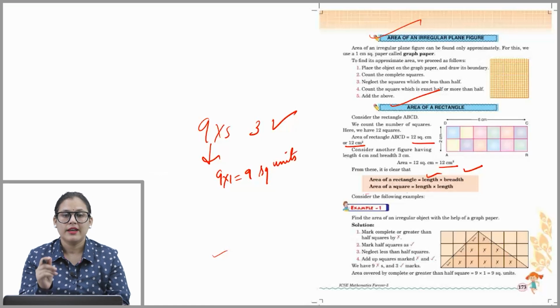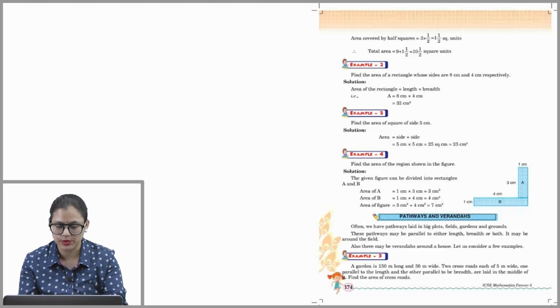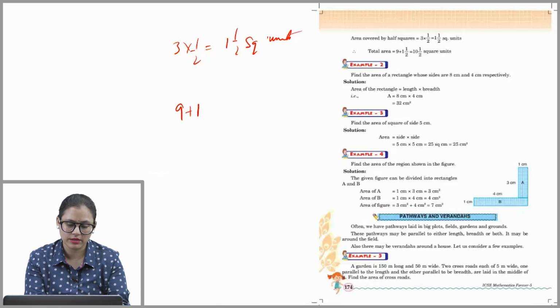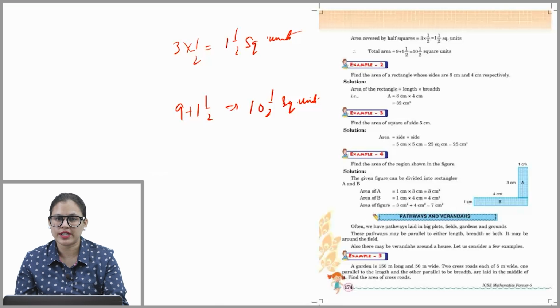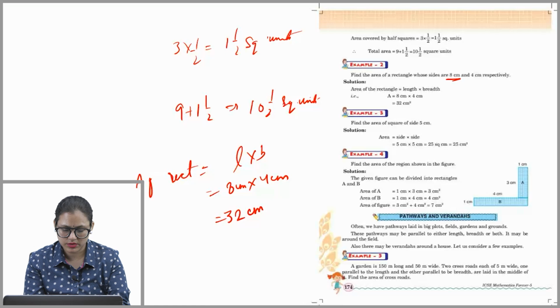Area covered by complete or greater than half squares is 9 into 1, 9 square units. And area covered by half squares is 3 into half, that is 1 and a half square units, right? Now total area is 9 plus 1 and a half, which is 10 and a half square units. Example 2. Find the area of a rectangle whose length and breadth are 8 cm and 4 cm respectively. Area of rectangle, you know, is length into breadth. Length is 8 cm and breadth is 4 cm. So 8 into 4 is 32 centimeter square.